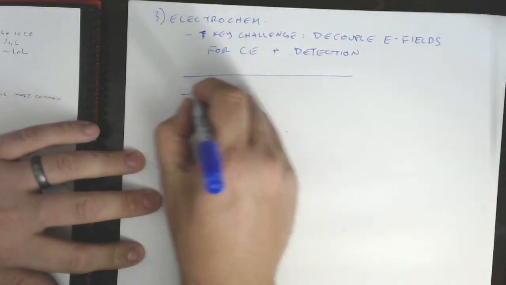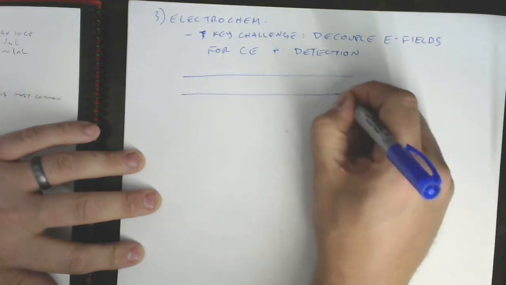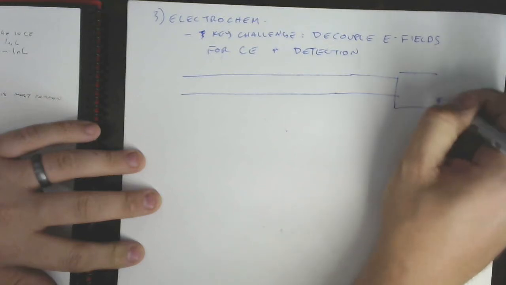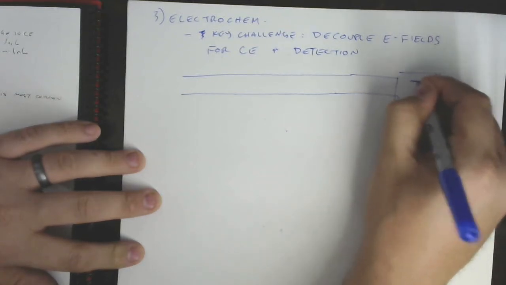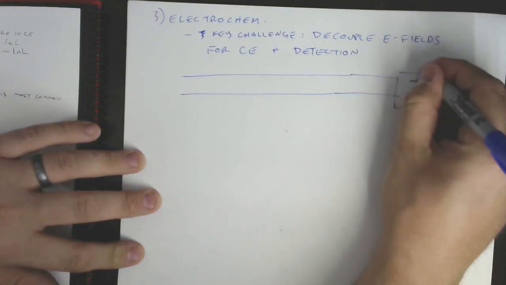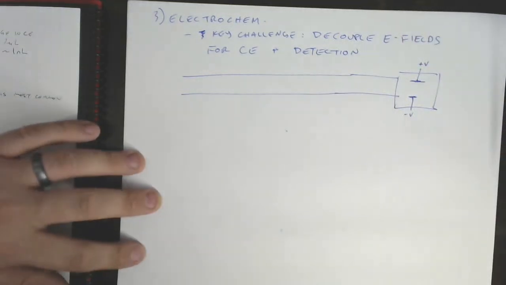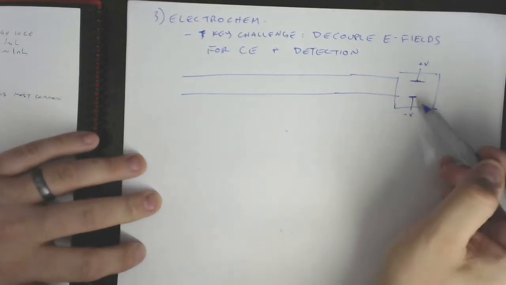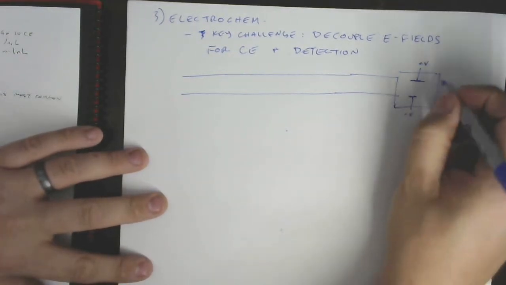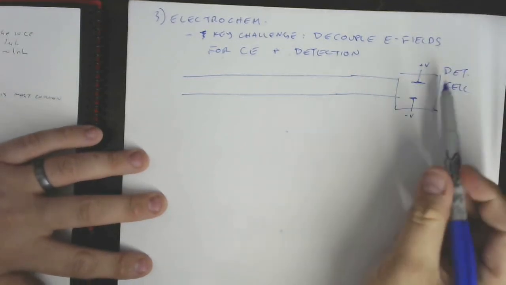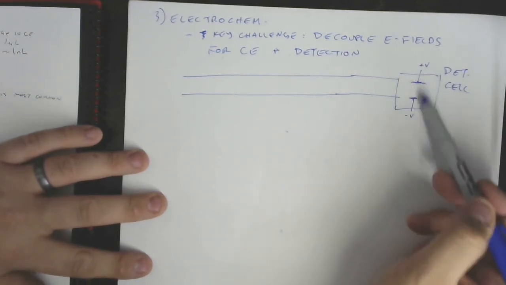Here's a capillary, and we are going to put the capillary ending in some kind of electrochemical detection cell. So here's a couple of electrodes. Let's suppose we apply plus voltage and minus voltage here. Maybe this is conductivity, maybe this is redox at these electrodes, but there's some kind of electrochemical process happening here. We're going to call this the detector cell.